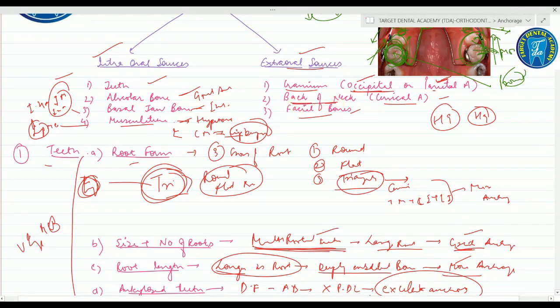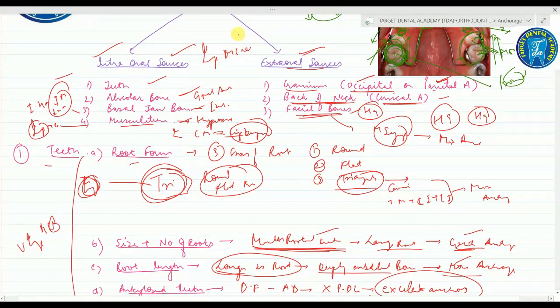Second is the back of the neck. So in this, the extraoral anchorage can be obtained from the back of the neck, and this type of headgear is called the cervical headgear. Third one is the facial bones. So these are the facial bones and the mandibular symphysis. These often provide a maximum anchorage. Fine. So these are the intraoral and the extraoral sources, very important from your MCQ point of view.